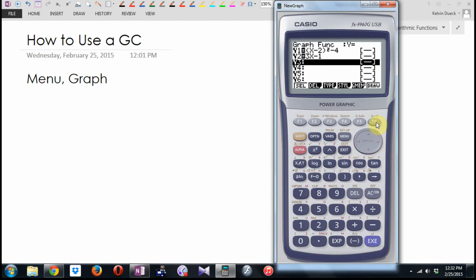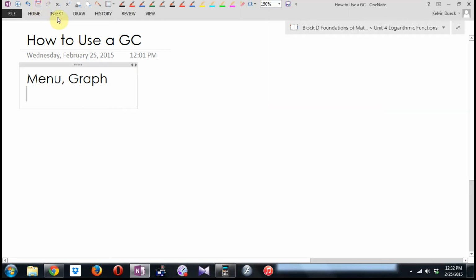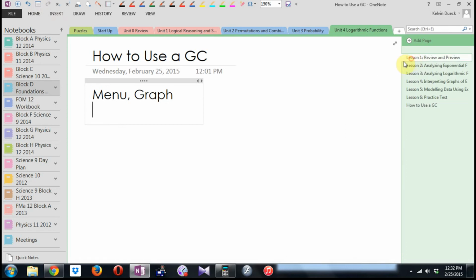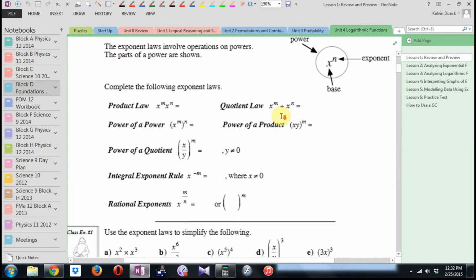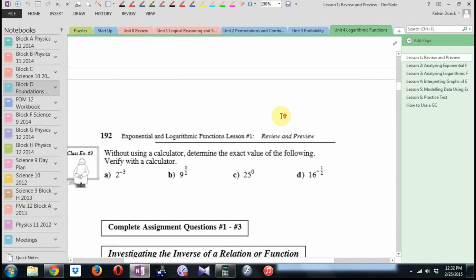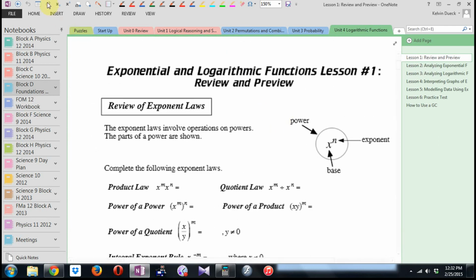Can you go back to this screen? Delete your equations, which is F2, and then yes, F2, and then yes. And then, if you would be so kind as to open your workbooks, please, to page 191. Page 191.